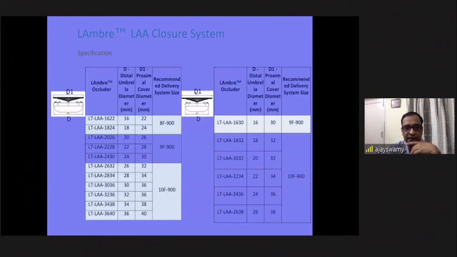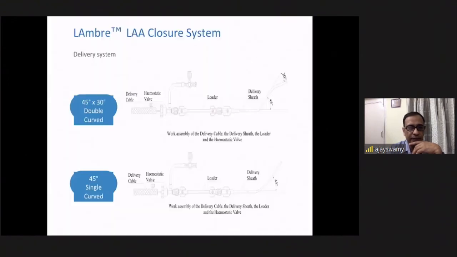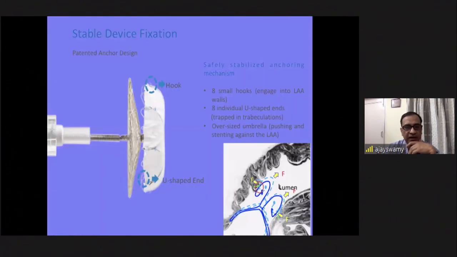This is the size matrix and has been spoken about. There are 2 basic designs, one in which the disc is about 12 millimeters larger, and one which is 12 to 14 millimeters larger than the umbrella. This is the delivery system, which has basically 2 sheaths, a 45 degrees and a double curve. Either one can be used depending on what one is comfortable with. Since we initially started our work with Dr. Saibalkar, we are kind of predisposed to the single curve, but we have started using the double curve when required as well.